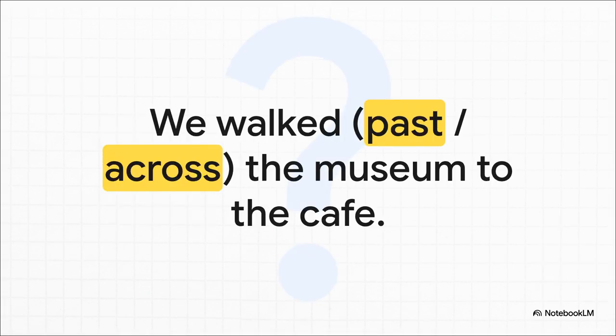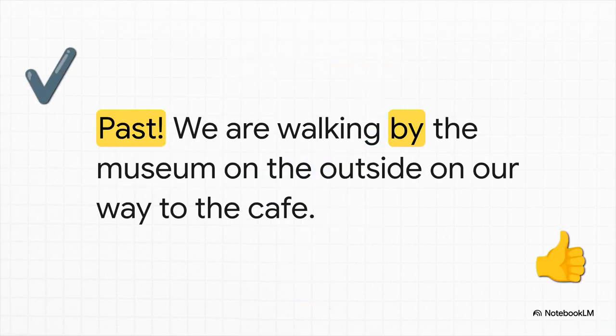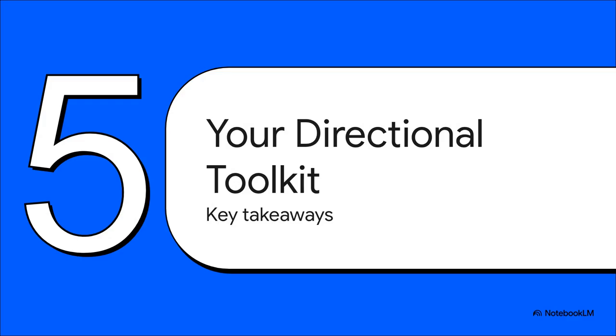Okay, you ready for another one? We walked past or across the museum to get to the cafe. So, are you just going by the museum or are you actually crossing it? Yes, the answer is past. We're walking by the museum on the outside, on our way to the cafe. We're not crossing it from one side to the other. Fantastic work. You've done brilliantly.